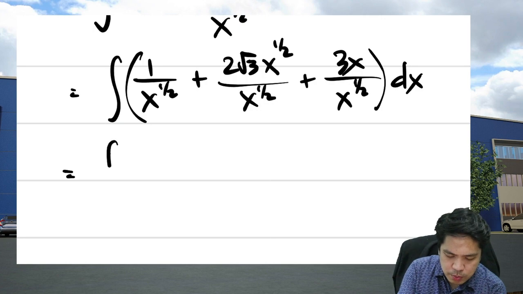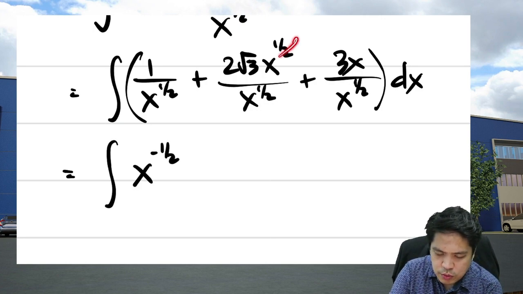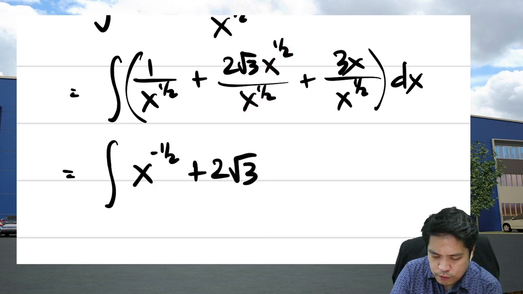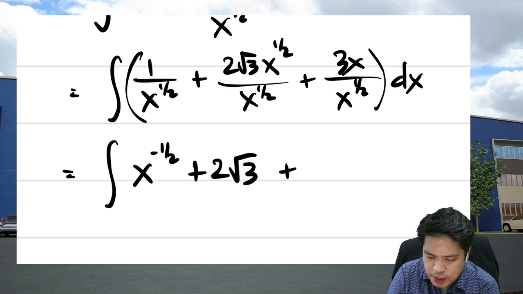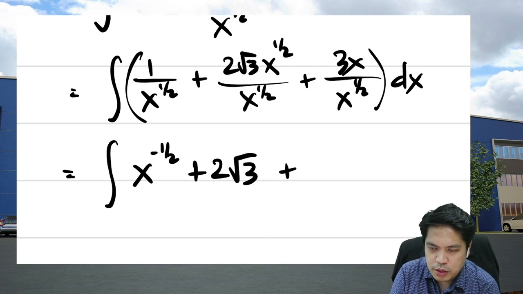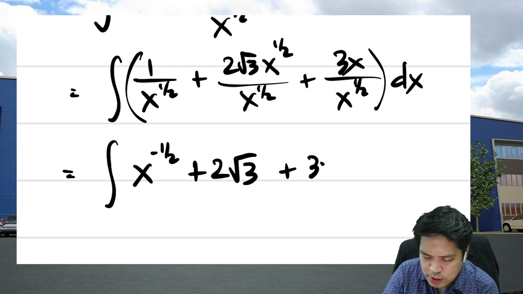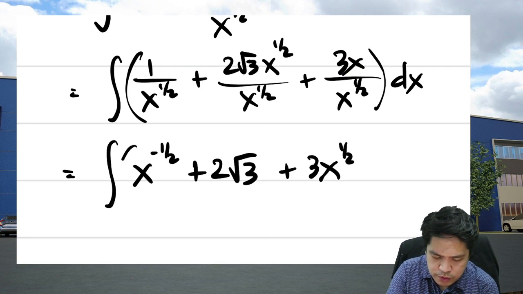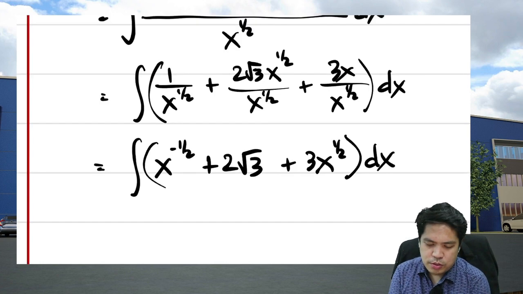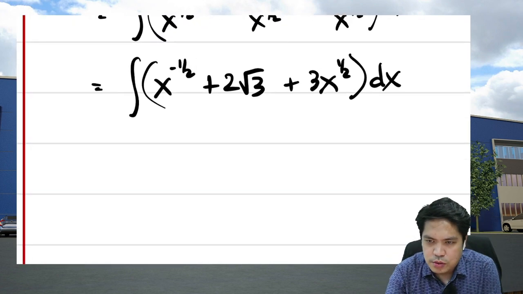Okay? So simplify natin ulit. That would be x raised to negative 1 half. Then dito we just cancel out x raised to 1 half. So plus 2 square root of 3. Then plus this. That would be x raised to 1 over x raised to 1 half. So 1 minus 1 half. That would be 1 half. So 3x raised to 1 half. Then multiply this all by dx. So ito siya, expanded form now. We can now get the integral of this.